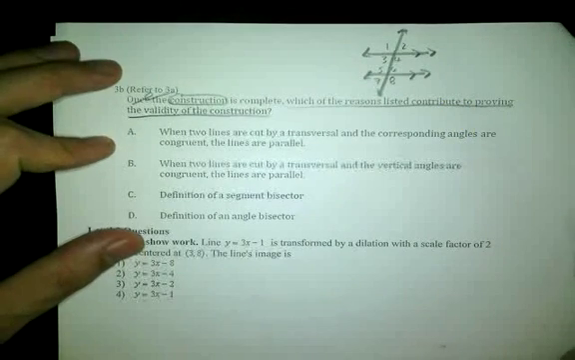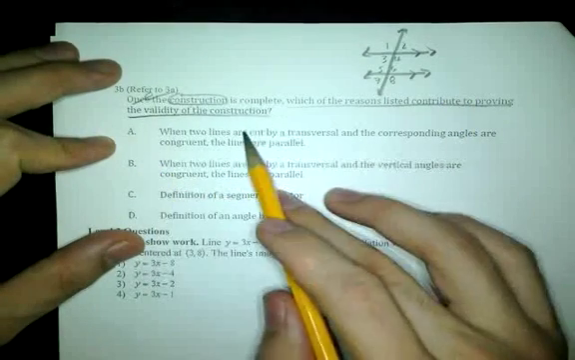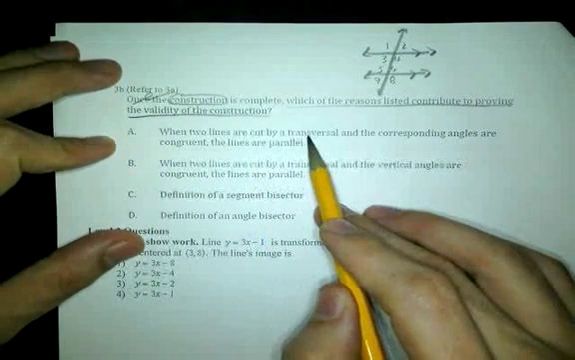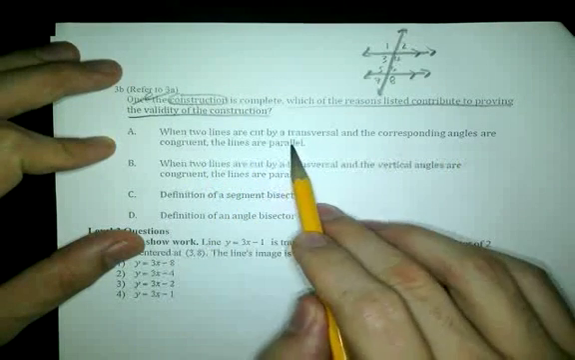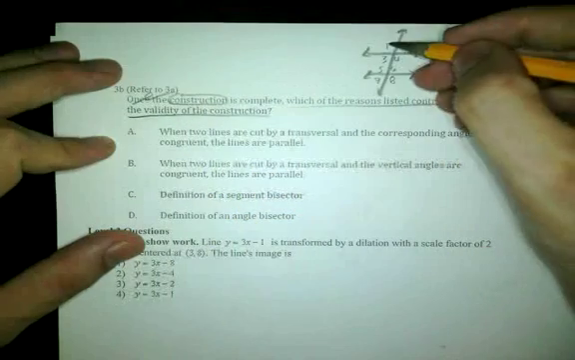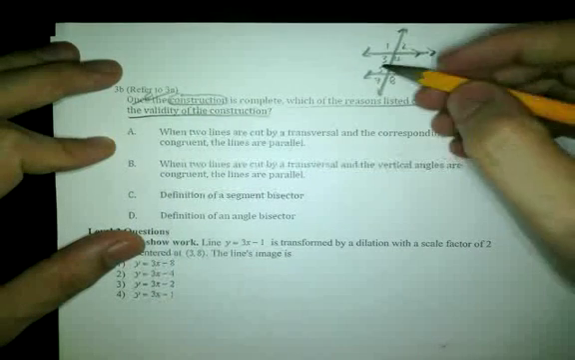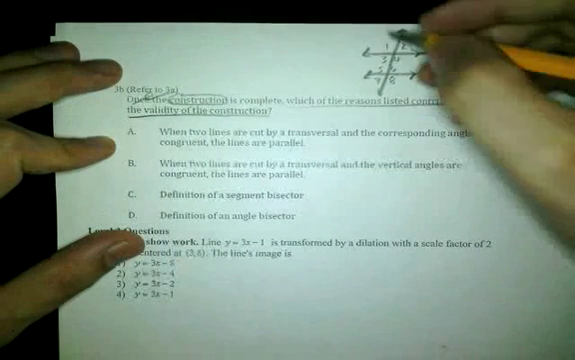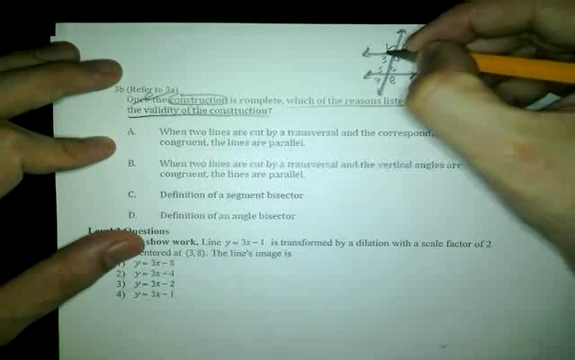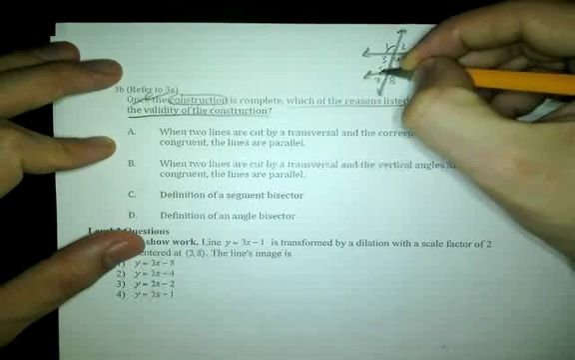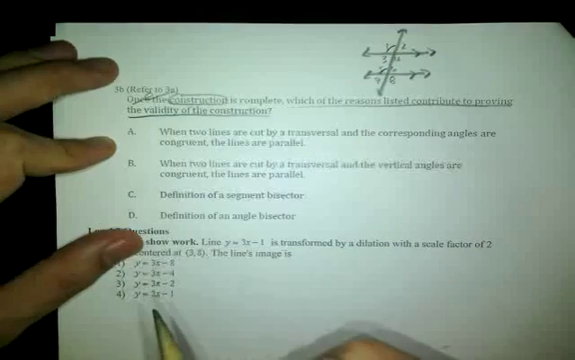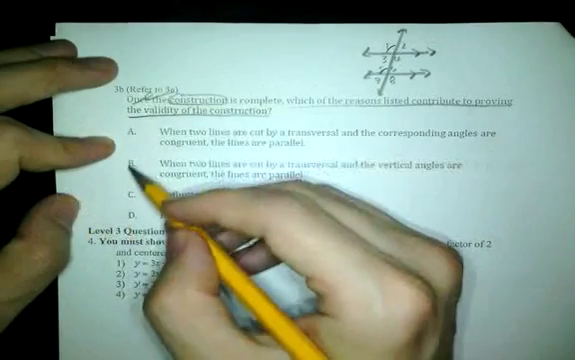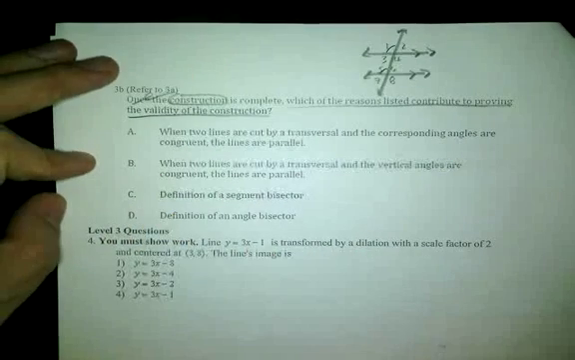So option A says when two lines are cut by a transversal and the corresponding angles are congruent, the lines are parallel. In this case, angle 1 corresponds with angle 5, and that's saying if these two angles were congruent, the lines are parallel. That seems to be true, so I'm going to leave this option open and just make sure that B, C, and D are not true.